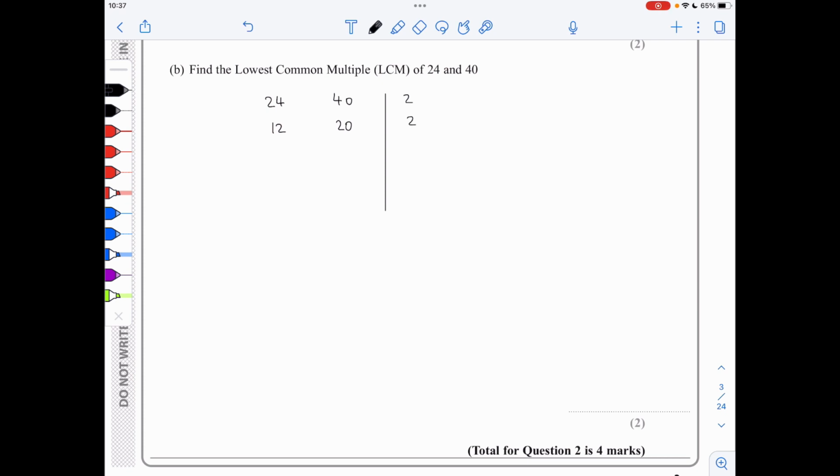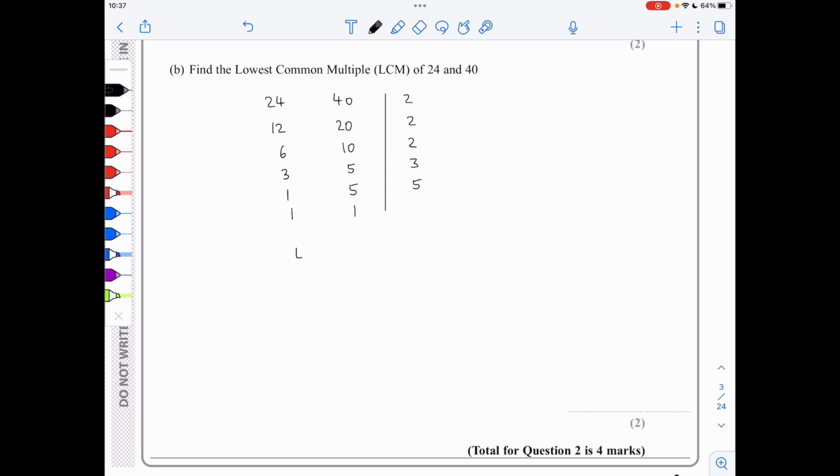Again by 2, I get 6 and 10. Once more by 2, I get 3 and 5. Now we'll divide by 3. 3 divided by 3 is 1. 5 cannot be divided by 3, so it stays as a 5. And now we'll divide by 5. Now this has already reached 1, and now this will reach 1.